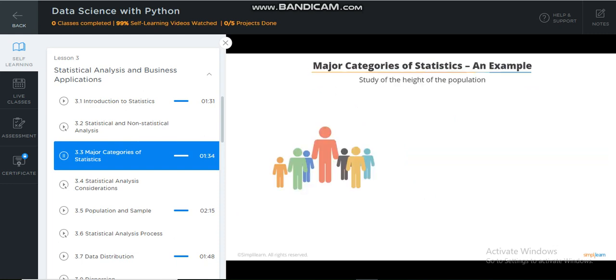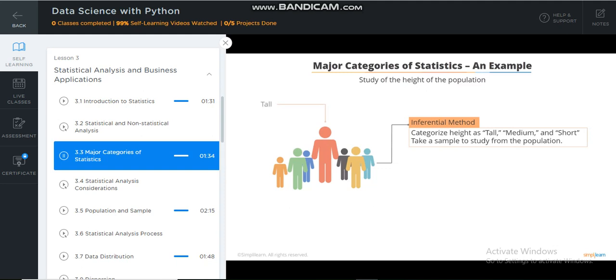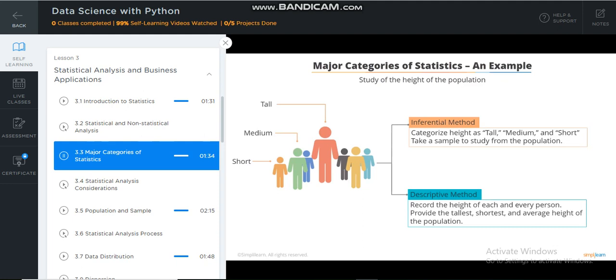Suppose you want to study the height of a person in an entire population. You can do this in two ways. Were you to record the height of each person in the population, it would be a tedious process. Instead, if you categorize height as tall, medium, and small, and then take only a sample from the population, this is an inferential analysis. In the descriptive analysis method, you would record the height of every person in the population and then provide the data for the maximum height, minimum height, and average height of the population.